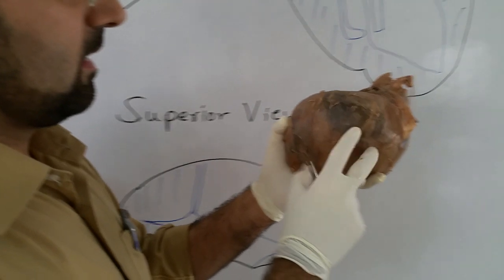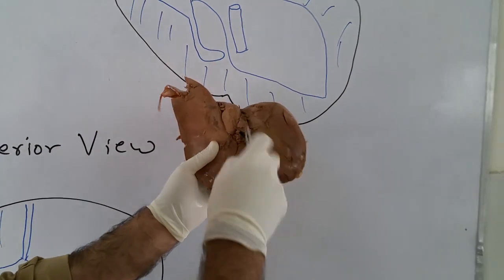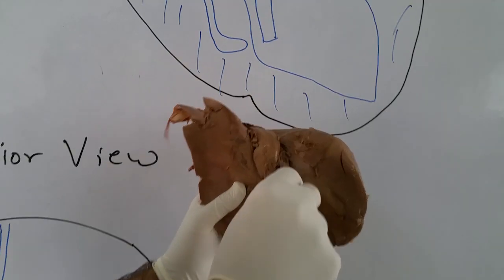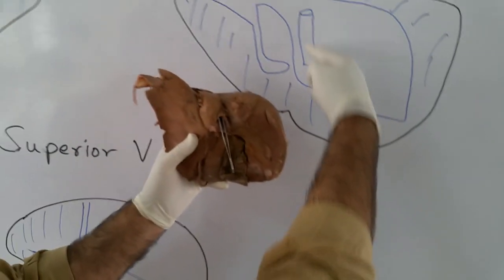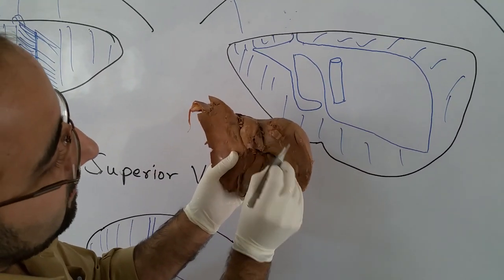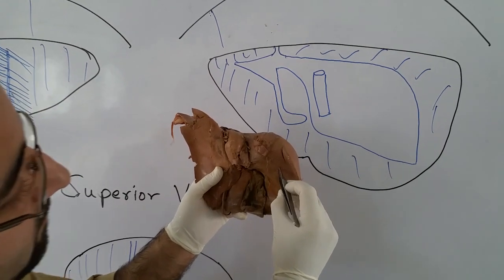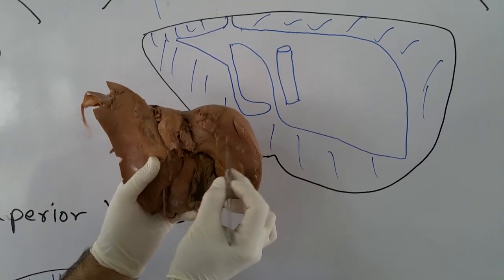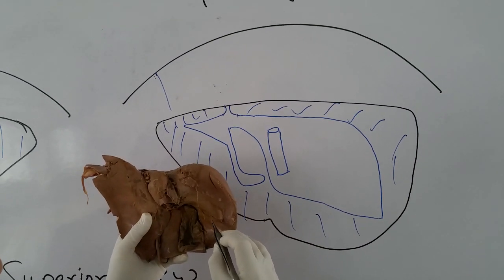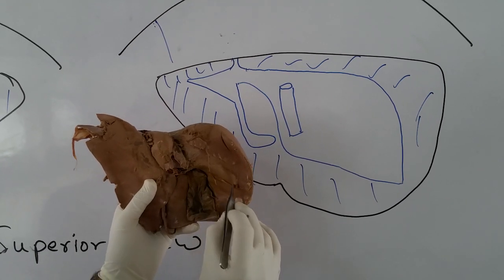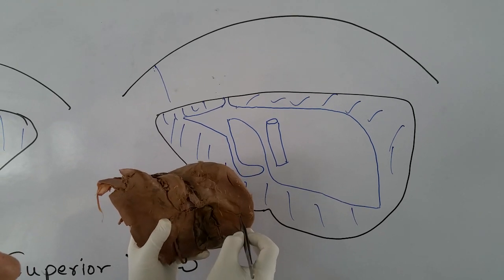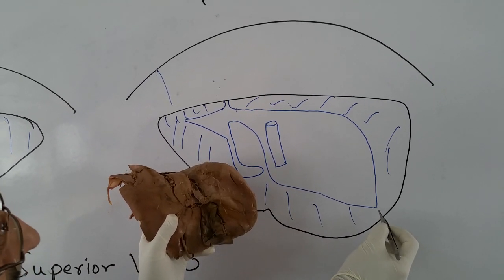Now we go towards the posterior side. This is the inferior vena cava. This opening is the inferior vena cava, which I have shown here. This is the superior margin of coronary ligament, which you can see here. And this is the inferior margin of coronary ligament, which you can see here. And this corner is the right triangular ligament, which you can see here.